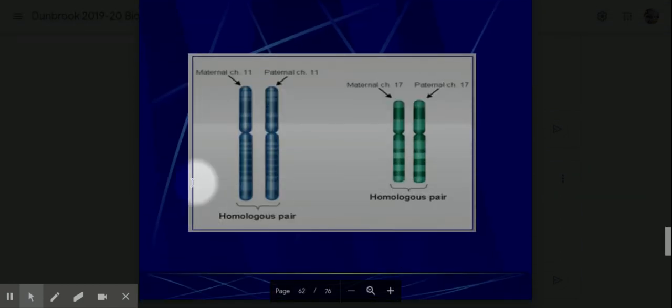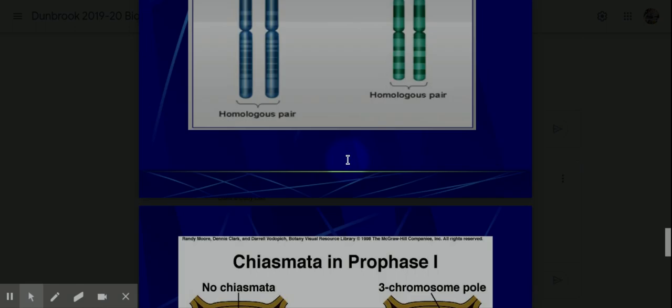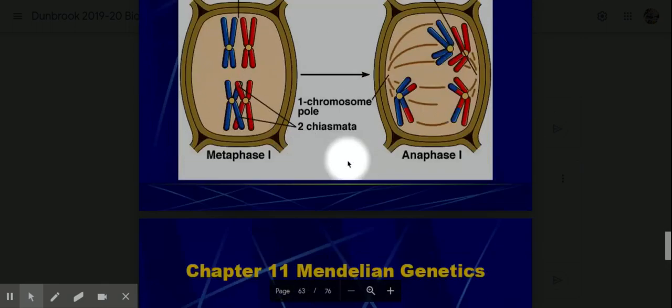All right, and notice you're looking at this homologous pair here. They are not doubled up yet because they haven't replicated yet. You can see this is maternal chromosome 11 and paternal chromosome number 11. So the one you got from dad, the one you got from mom. These can cross over and switch pieces, which adds to variety. Here's a maternal chromosome 17 and a paternal chromosome 17. These could also switch pieces in crossing over. What cannot happen, though, is a 17 switching pieces with an 11. Just wouldn't work. Okay. I'm going to go quickly through this one here.